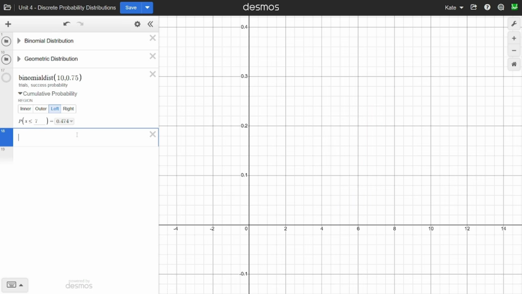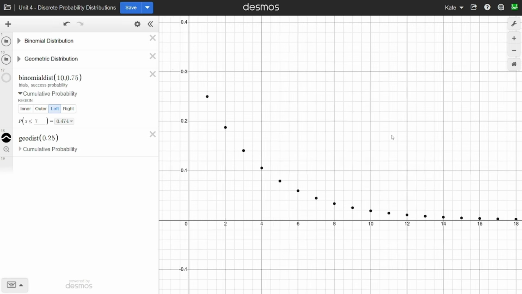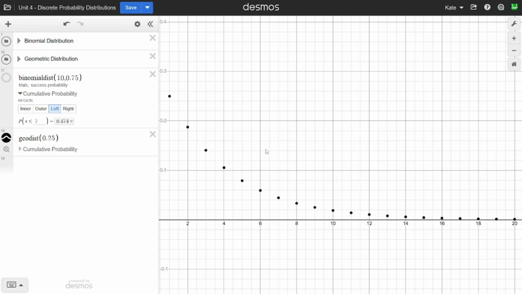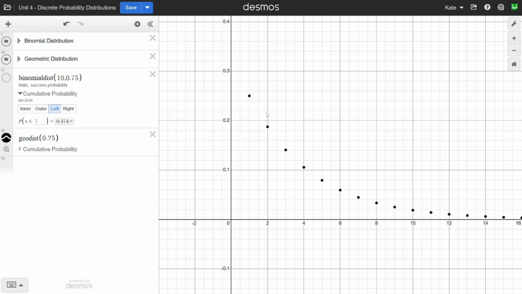Next, we have the geometric distribution. You'll type in geodist of your probability, let's say 0.25. And this is going to work basically exactly the same as the binomial distribution. It is also a discrete variable. It is defined on integers from 1 all the way to infinity, which does make it a little bit different, but again, the sum does add up to 1. It is still a valid PDF.